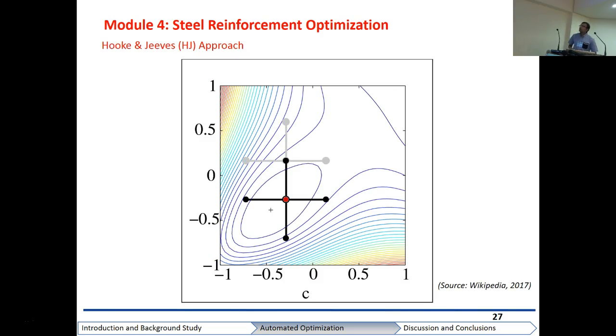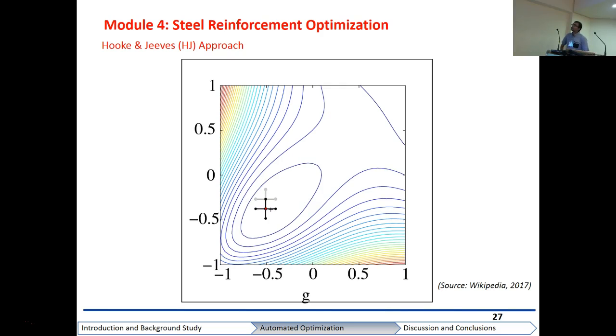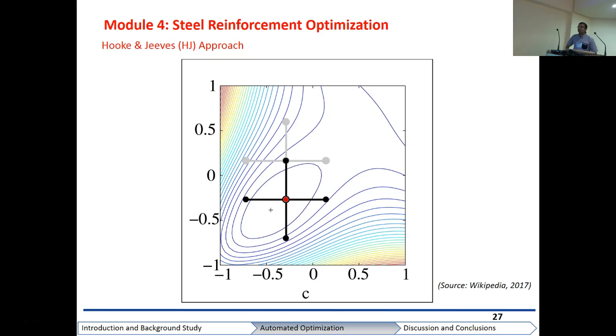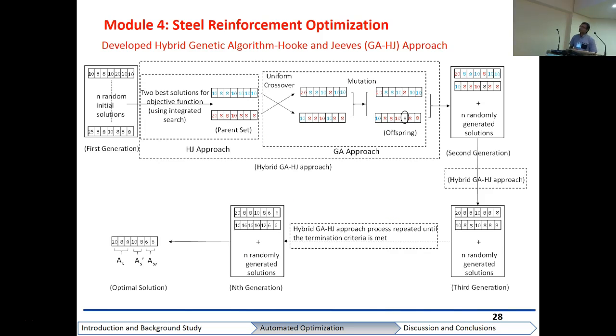Now, in order to improve the genetic algorithm solutions, we incorporated another approach, that is the Hooke and Jeeves approach. This helps us look for solutions in the local vicinity of the solutions obtained from the genetic algorithm. The process starts by getting a solution from GA, then the variables are changed one by one to find a better solution in the local vicinity until the solution converges. So this is the overall optimization approach.